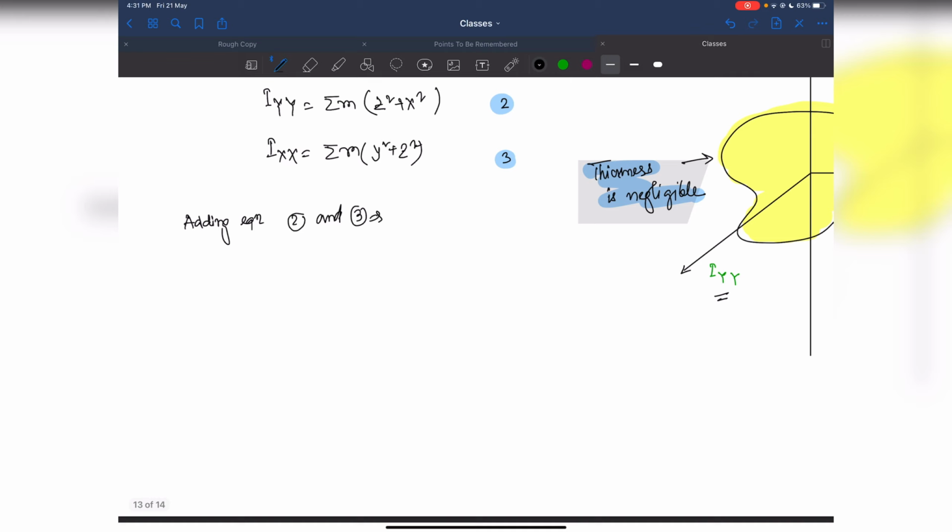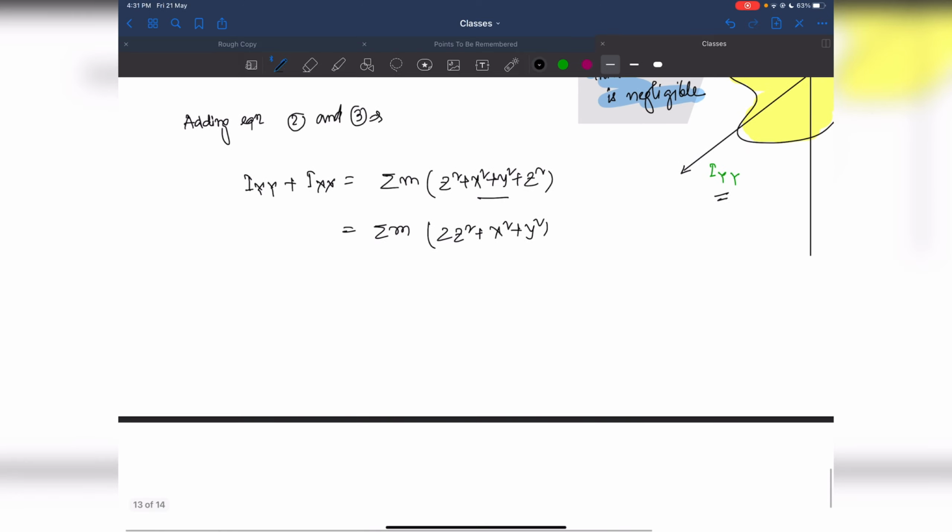Adding equations 2 and 3, that is Iyy plus Ixx is equal to summation of m, which can be taken common, so it will be z square plus x square plus y square plus z square. So it will be summation of m into twice of z square plus x square plus y square. Now for Izz, it is nothing but summation of m x square plus y square.